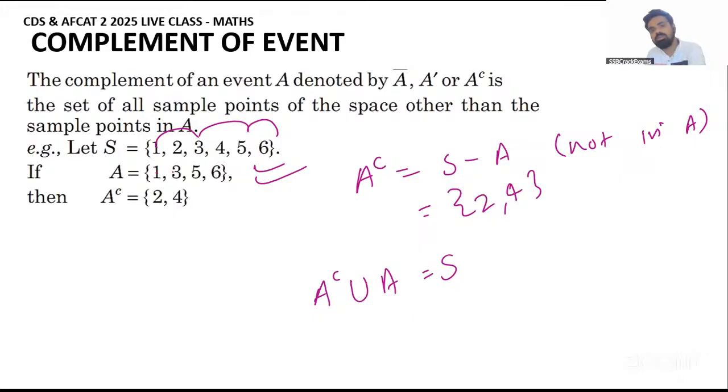Is this portion important for AFCAT? Yeah, questions somehow came in AFCAT as well from probability. Not frequently, but yeah, questions come.